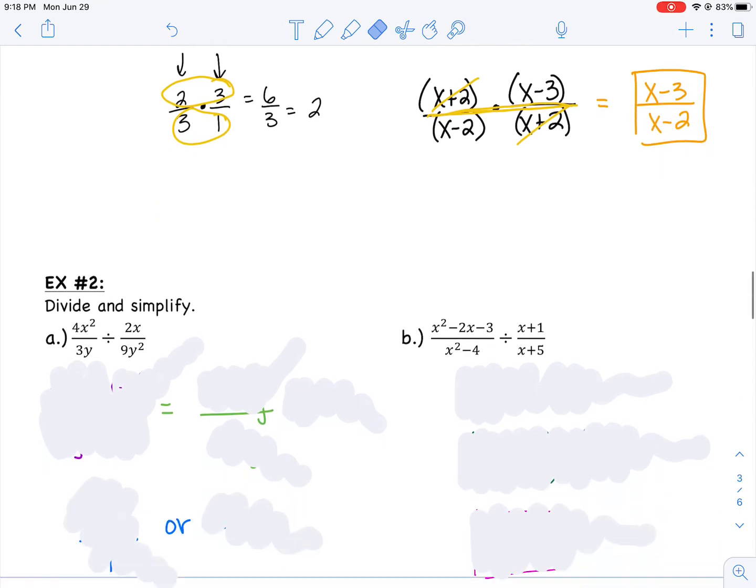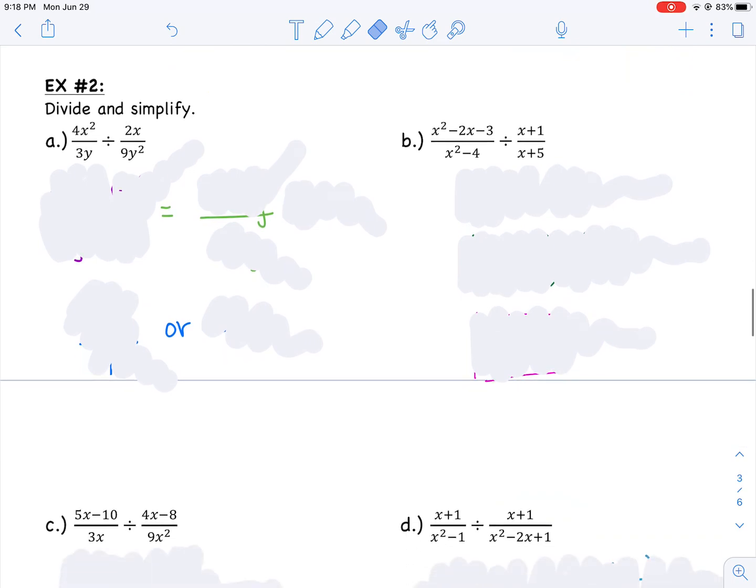We're going to do that same idea. Look at example number 2. We're going to divide and simplify. But remember, dividing fractions is the same as multiplying by the reciprocal. So I can keep the first fraction, change to multiplication, and flip the second fraction. Multiplying across my numerators, 4 times 9 is 36, and then I have an x squared and a y squared. On my denominator, 3y times 2x is really 6xy.